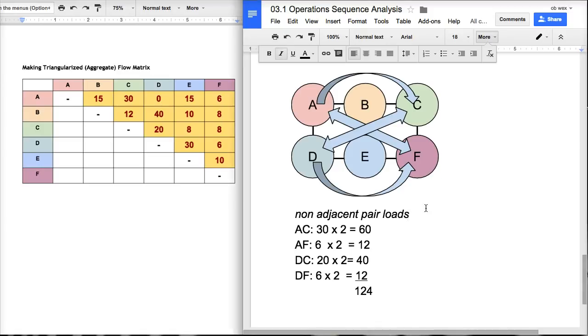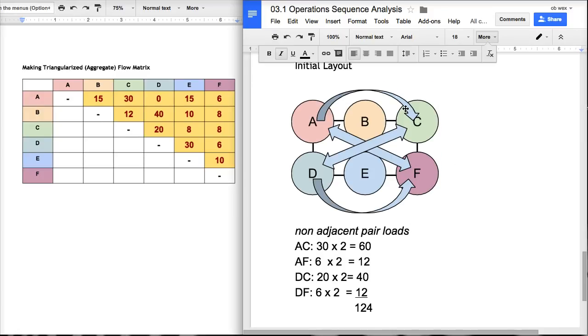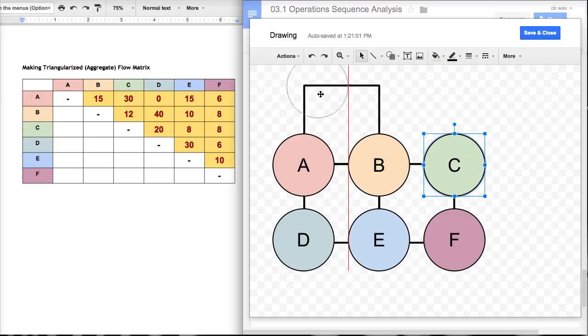So if our first step is to try and move C and A closer together, what I could possibly do is take the C building and move it up to this area here, up above A. Let's trial out that layout by moving the building C up to this area here.